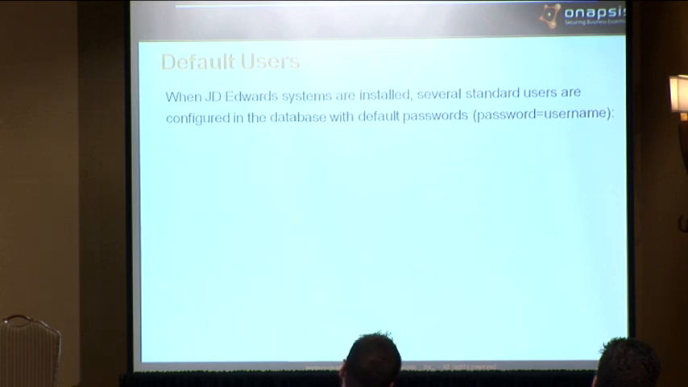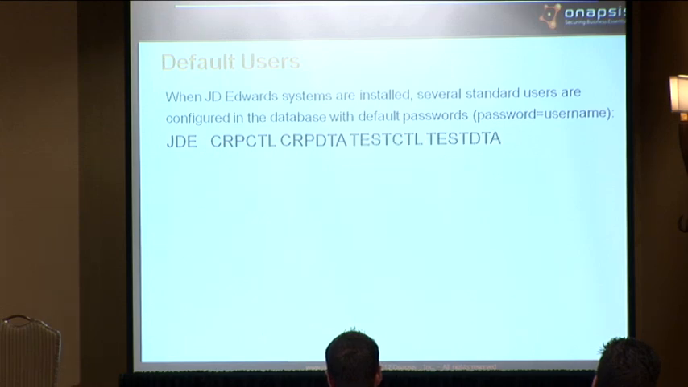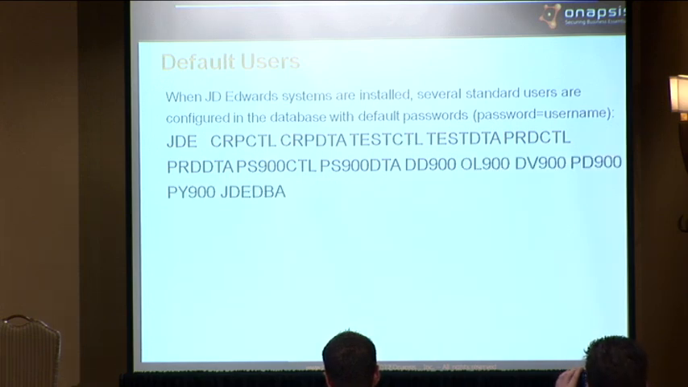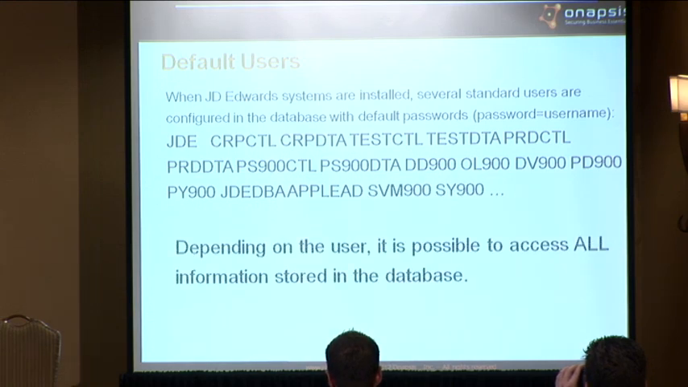Initially, if you just install a JDE OWASP system, you will see that by default, you will find all these kinds of users configured in the database, and you are actually allowed to connect to the database with these users, and the password for these users is the username. Okay, so you can connect with user JDE and password JDE, or any of those users. So as you can see, by default, you have a lot of users.